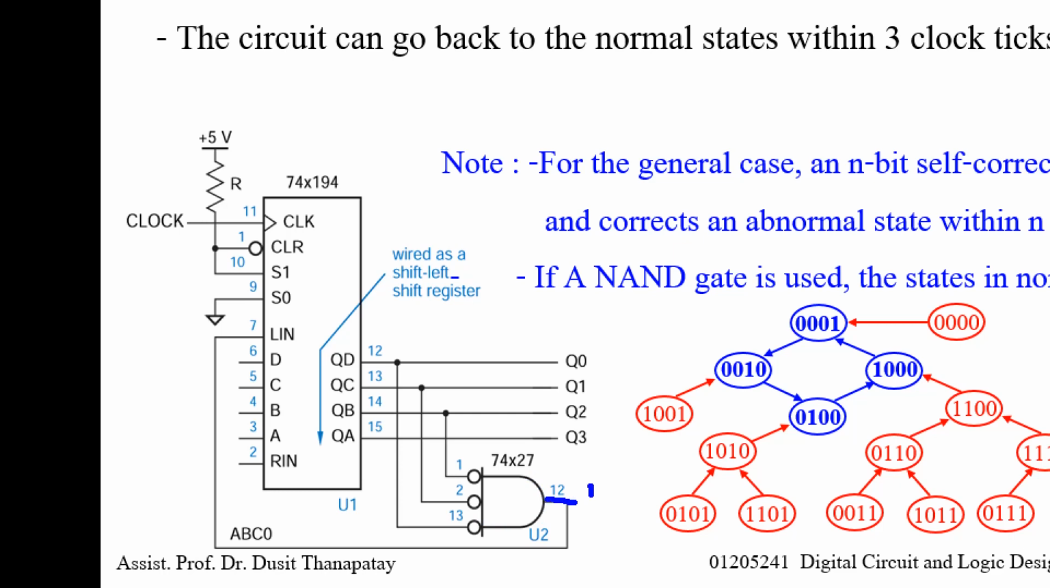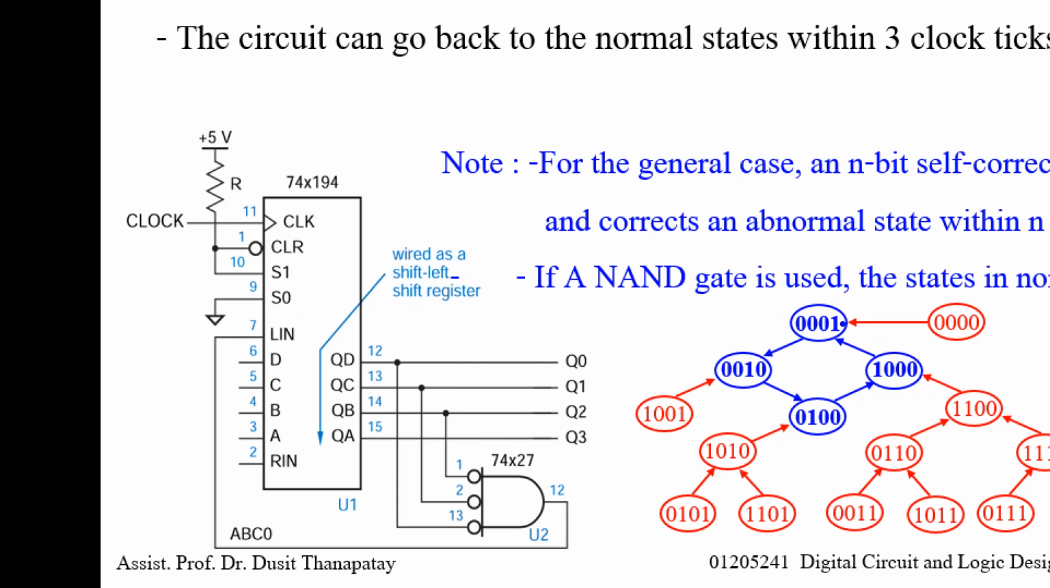This output will be 1 when these inputs, or this bit, are 0, 0, and 0. If it becomes 0, 0, 0, this output becomes 1. That means when the clock ticks, it goes to 0, 0, 0 and 1 here. So it becomes the state 0, 0, 0, 1.